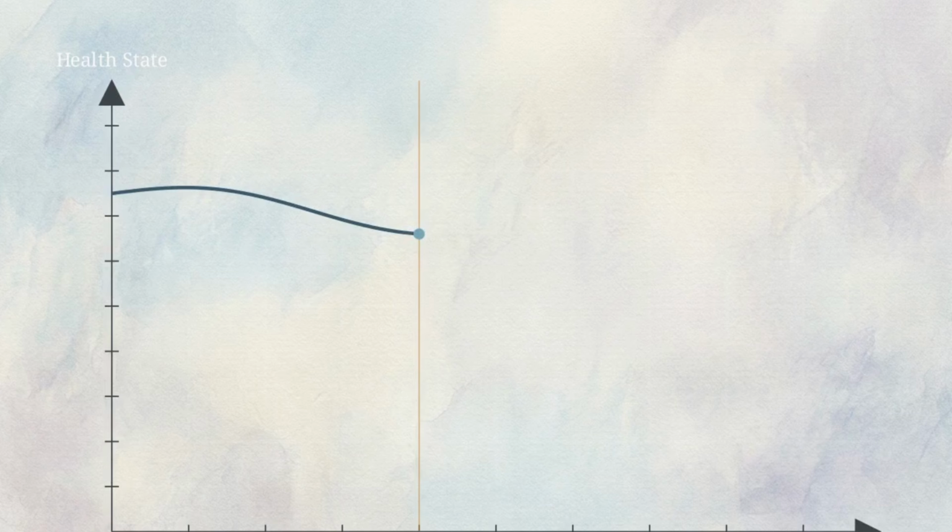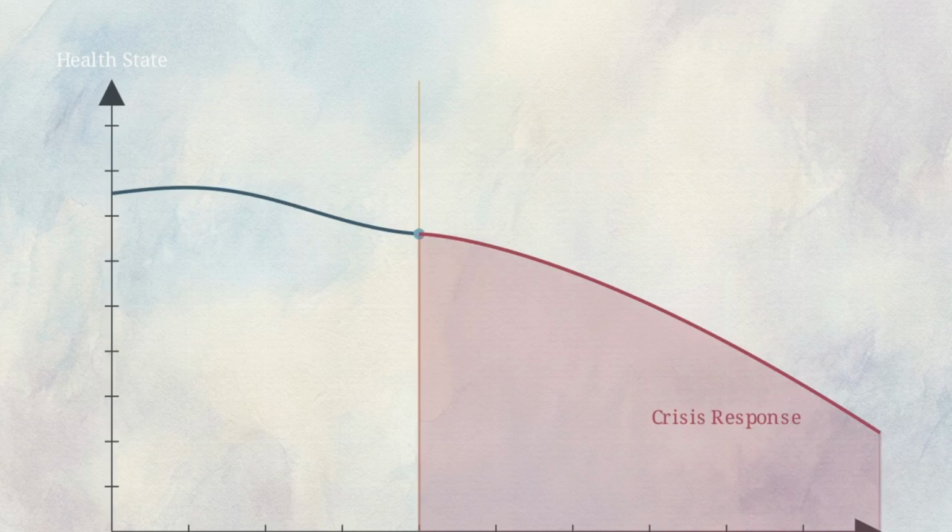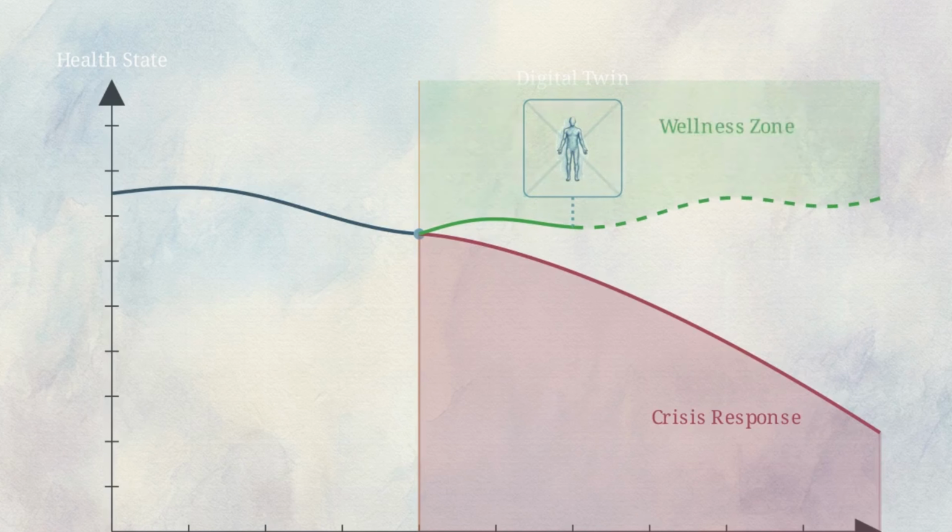We see this in a timeline splitting into two paths. The lower path is standard reactive care. The upper path represents a digital twin simulation, a virtual replica of the patient. By processing historical and real-time biometric data, this model forecasts physiological changes years in advance.